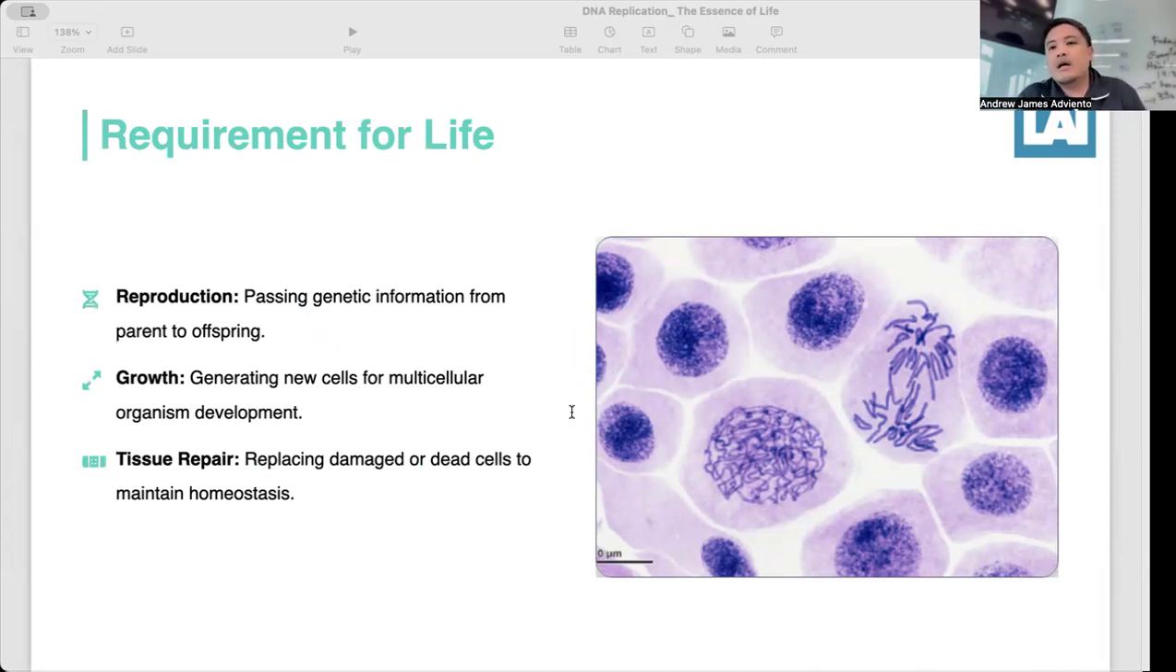First is reproduction, the passing of traits to the next generation. Second is growth, moving from a single zygote to a trillion-celled adult. And lastly is tissue repair. Our skin cells, for example, are replaced constantly. Every single one of those new cells needs a perfect copy of our DNA.